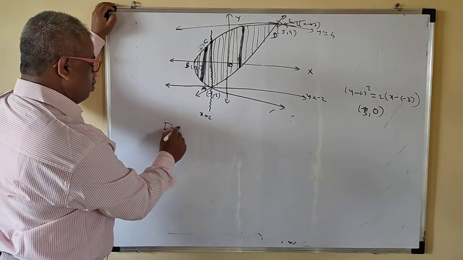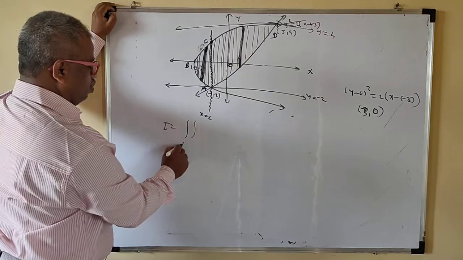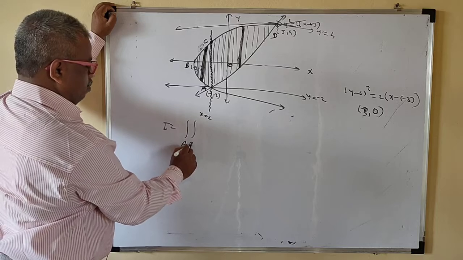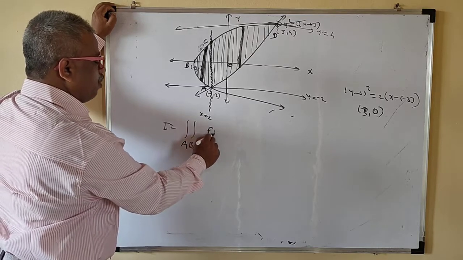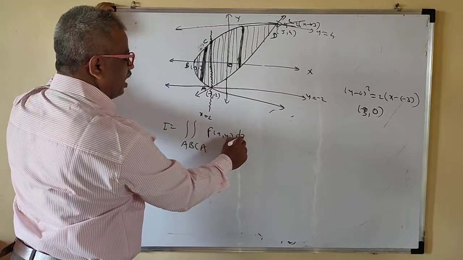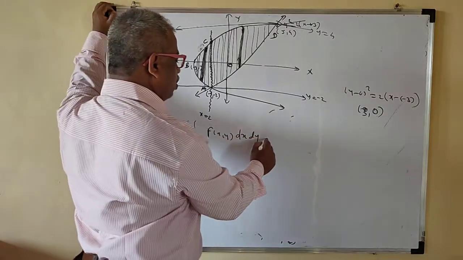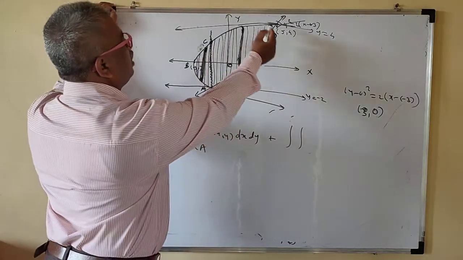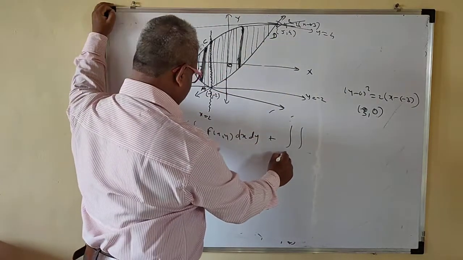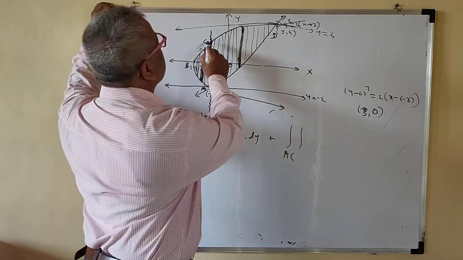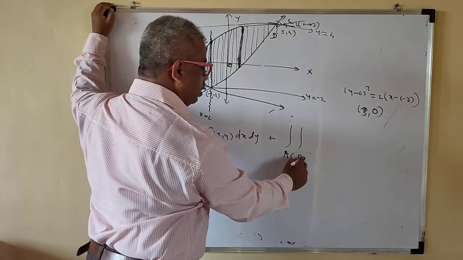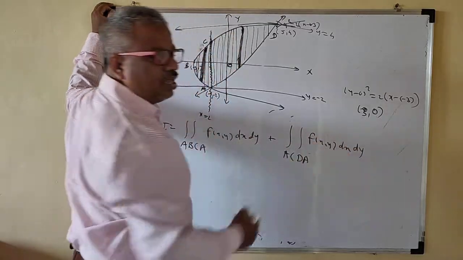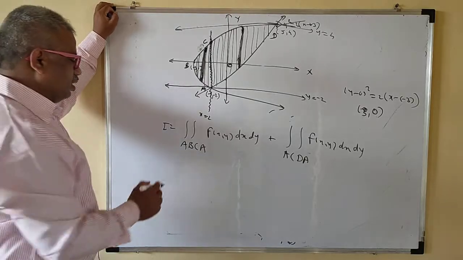Therefore I is equal to the double integral over A, B, C, A of f of x, y, dx dy (it doesn't matter here), plus the double integral over A, C, D, A of f of x, y, dx dy. You may write dy dx, it doesn't matter here.